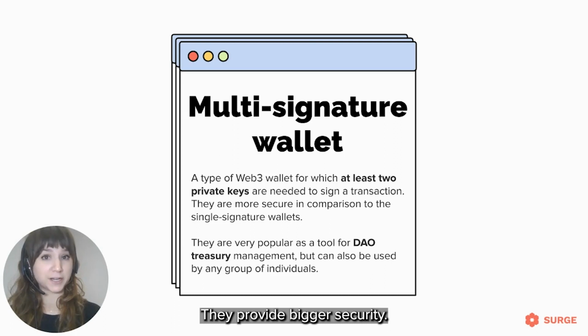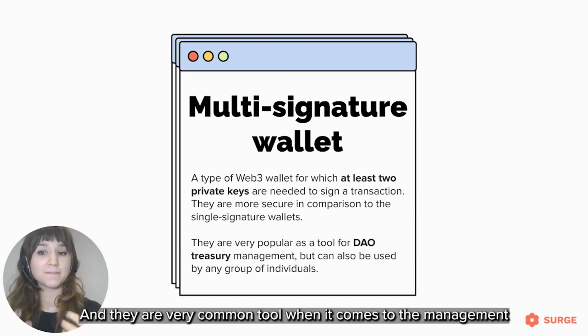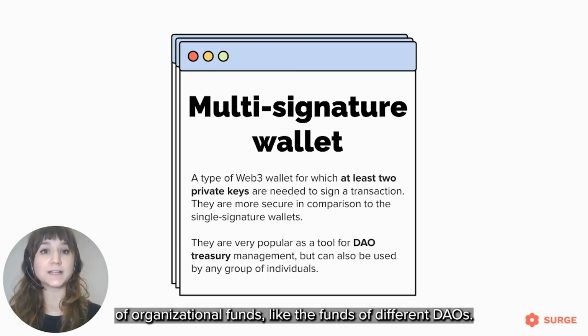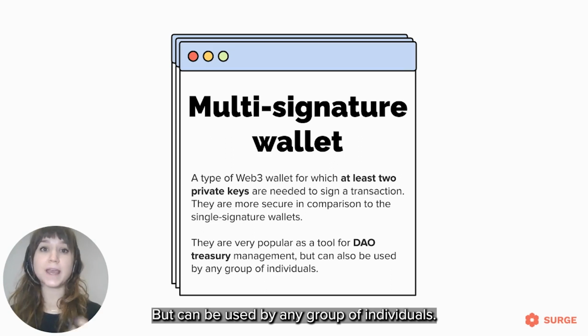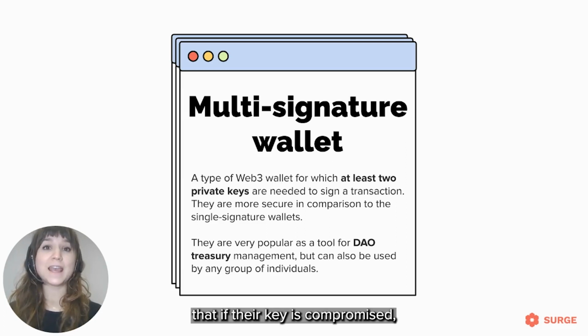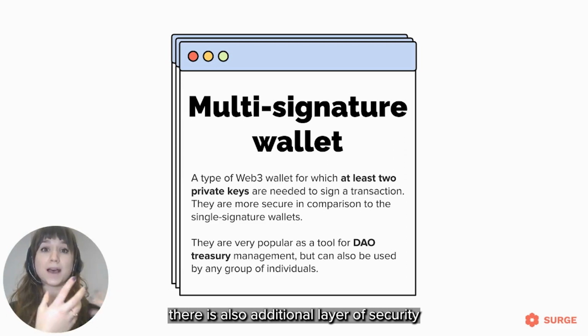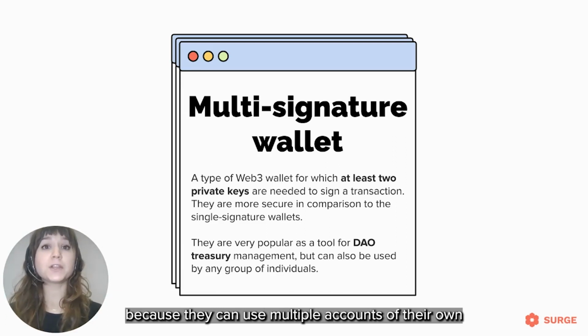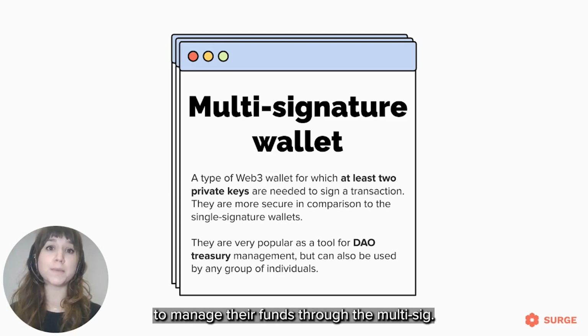They provide bigger security. And they're a very common tool when it comes to the management of organizational funds, like the funds of different DAOs, but can also be used by any group of individuals, and actually by a single person who wants to make sure that if their key is compromised, there is an additional layer of security because they can use multiple accounts of their own to manage their funds through the multi-sig.